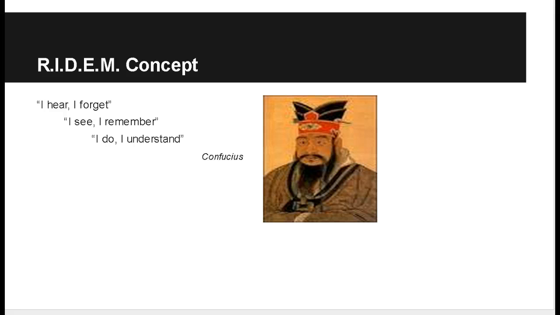And this RITEM concept that I'm going to introduce is a compilation of the learning theories that I just previously mentioned. It's an acronym. The R stands for relevancy. The I stands for involvement, the D stands for development, the E stands for experience, and the M stands for modeling.